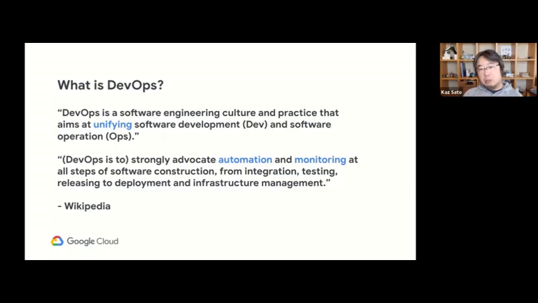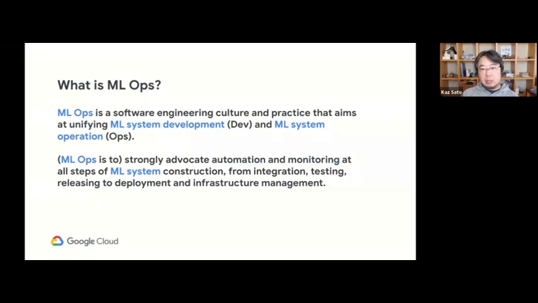DevOps is all about unifying dev and ops for software construction by using automation and monitoring. So this is not a talk only about ops, but also about dev. In the area of machine learning and AI, that should be a data scientist or researcher. So the ops team, data scientists, and other stakeholders in different roles should work together to build a DevOps infrastructure for machine learning. That is the definition of ML Ops. It's all about unifying the development of the machine learning system and the operation of the system by utilizing automation and monitoring.